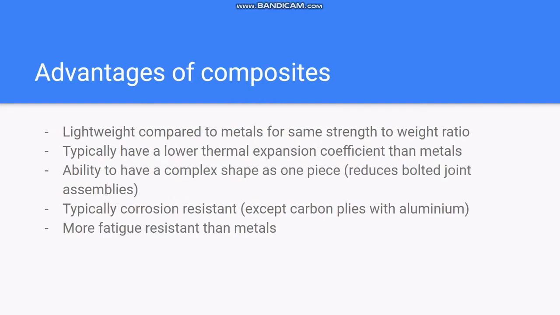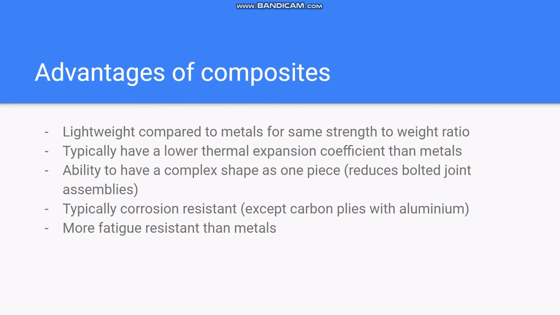What are the advantages of composite? It is lightweight compared to metals. It typically has a lower thermal expansion coefficient. It has the ability to form a complex shape as one piece, which reduces assemblies. It is typically more corrosion resistant, except for carbon plies with aluminium, and is more fatigue resistant than metals.